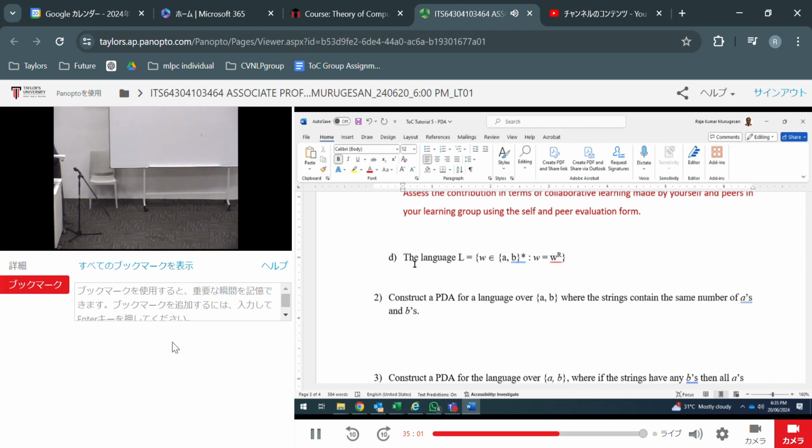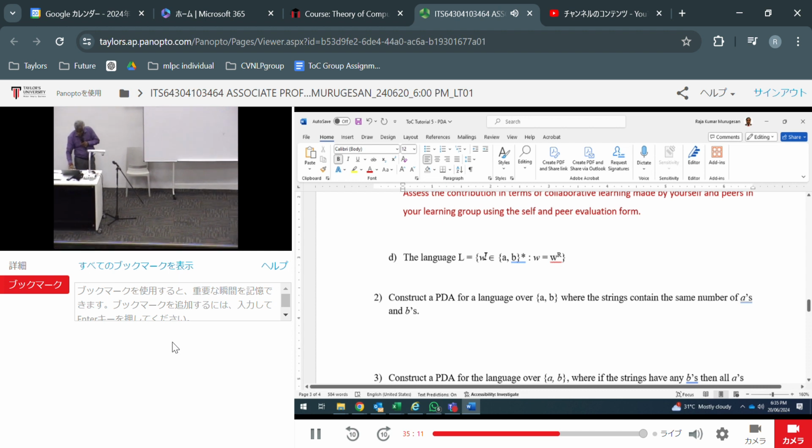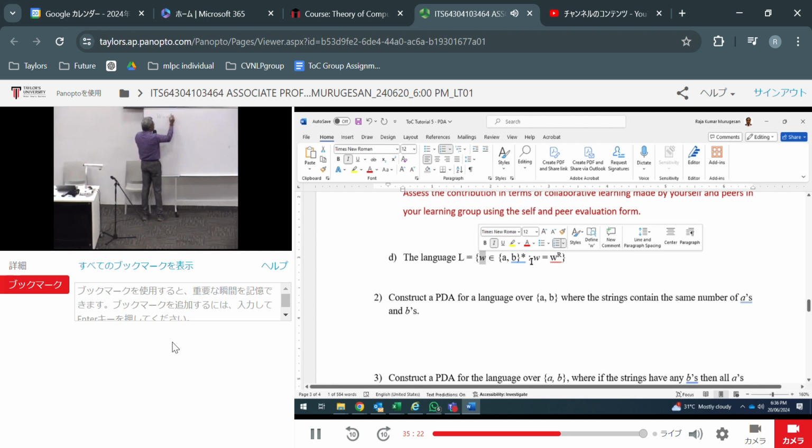When we say language L is equal to, how do we read W here? We say set of strings. Strings means words. Set of strings W, elements of {A, B}*, where this colon is read as "where", the string is same as reverse of the string. So I am not reading this as W is equal to W power R.